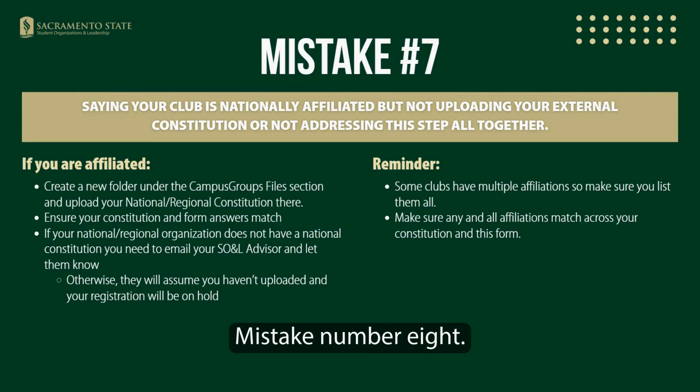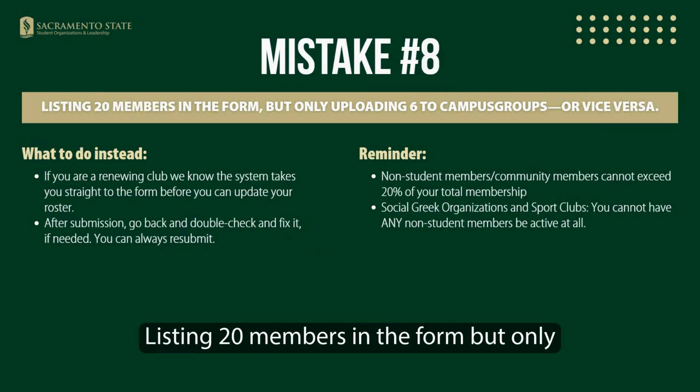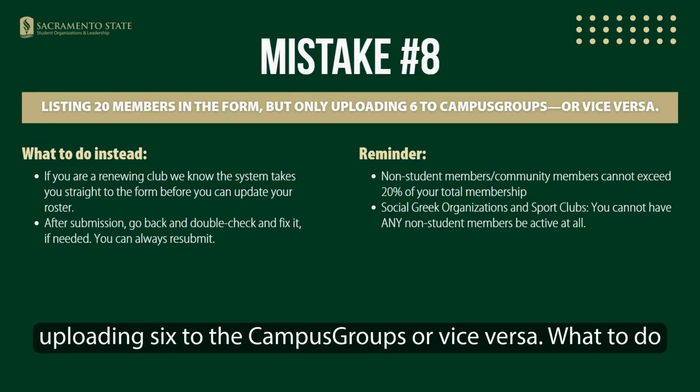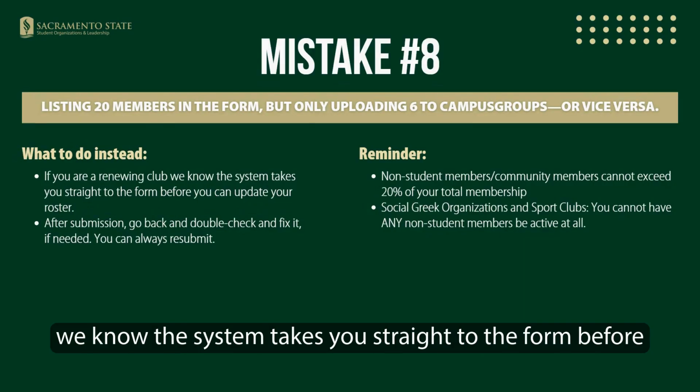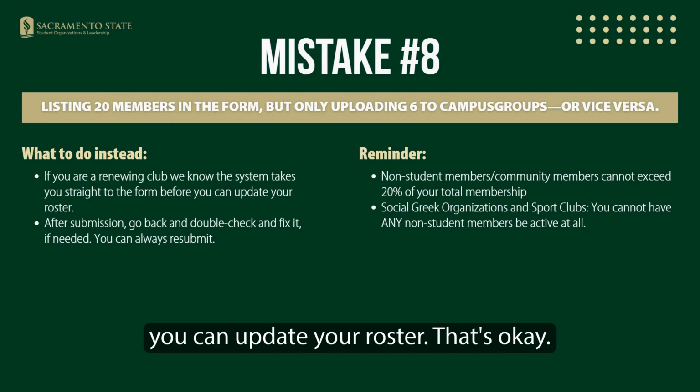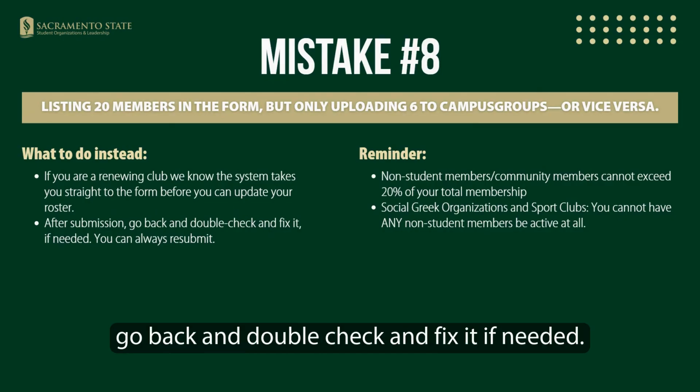Mistake number eight: listing 20 members in the form but only uploading 6 to Campus Groups, or vice versa. What to do instead? If you are a renewing club, we know the system takes you straight to the form before you can update your roster. That's okay. After submission, go back and double check and fix it if needed.